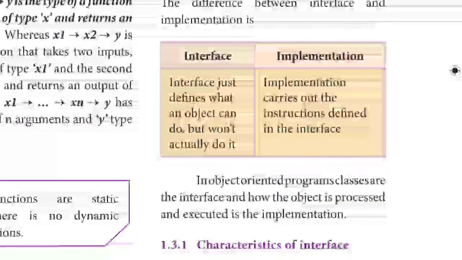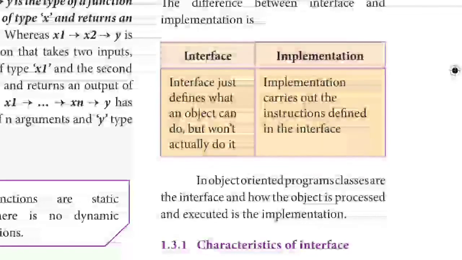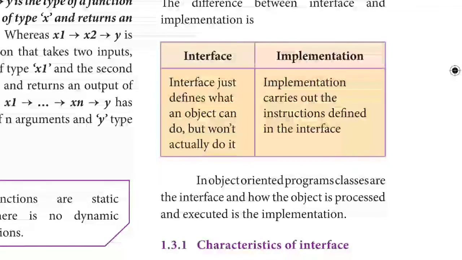And the difference between interface and implementation: an interface just defines what an object can do but won't actually do it. But implementation carries out the instructions defined in the interface. So this is the difference between interface and implementation. Interface will just give the rules, but implementation will actually do the work.